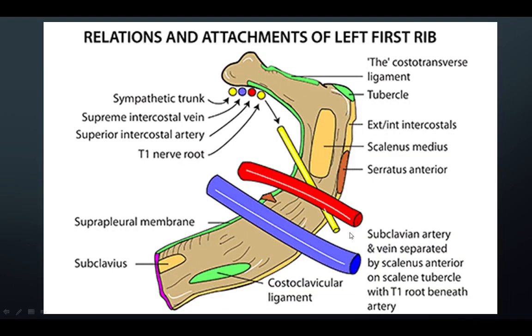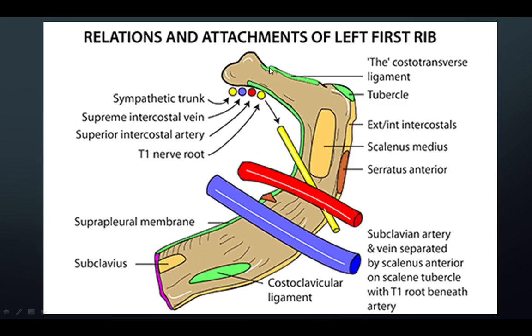Now this thing is important. These are the relations of the superior surface of the first rib. The inferior surface is just related to the apex of the lung, near the apex of the lung, and it is smooth. But the superior surface of the first rib is rough, and it has these relations and attachments.